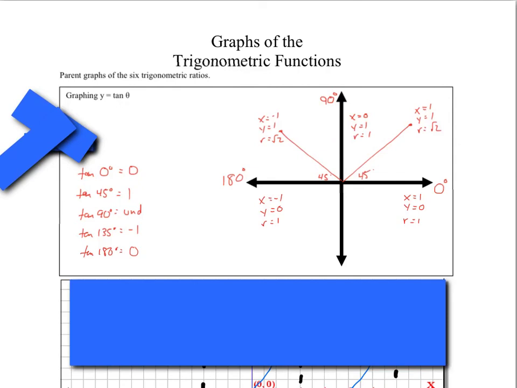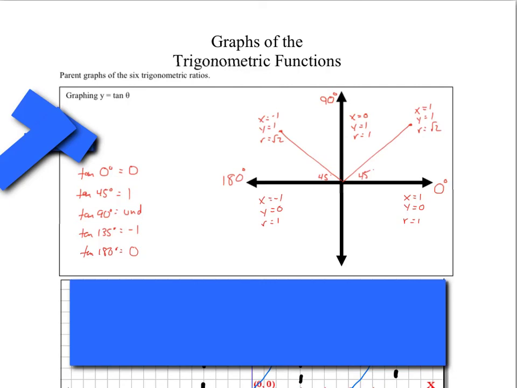So if I went with 0 degrees, tangent is y over x. 0 divided by 1 is 0. That's why it's 0. At 45 degrees, if I make this triangle here, the two legs are both 1. Hypotenuse is square root of 2. So tangent of 45, which is y over x, is 1 over 1, which is 1.